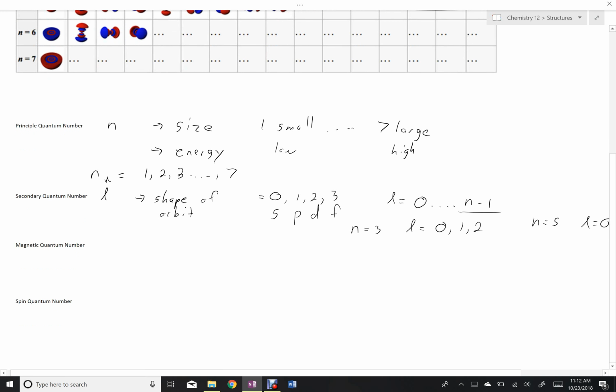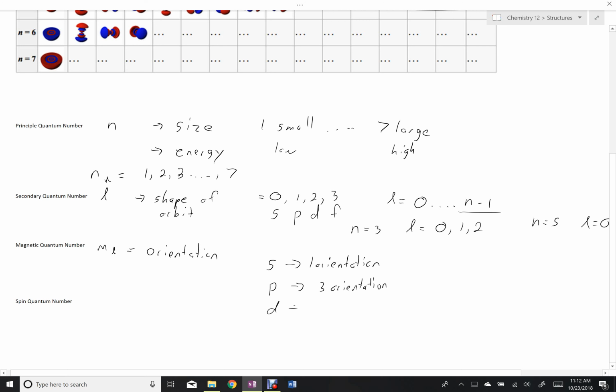The magnetic quantum number, or ML, lets us know the orientation of the orbit. For an S, there's only one orientation, because no matter which way you rotate a sphere, it's the exact same. For the P, we have 3 orientations.